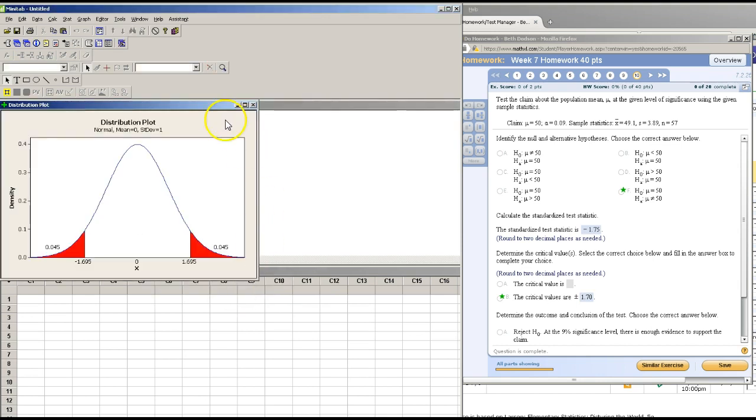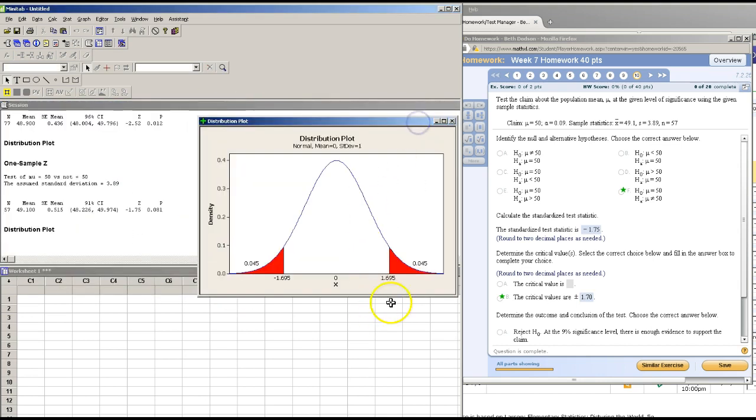and look what it does for us. It gives us the z-score that is on either side, those critical values right there, and it rounds it to negative 1.69, or negative 1.70, which is just what it wants.